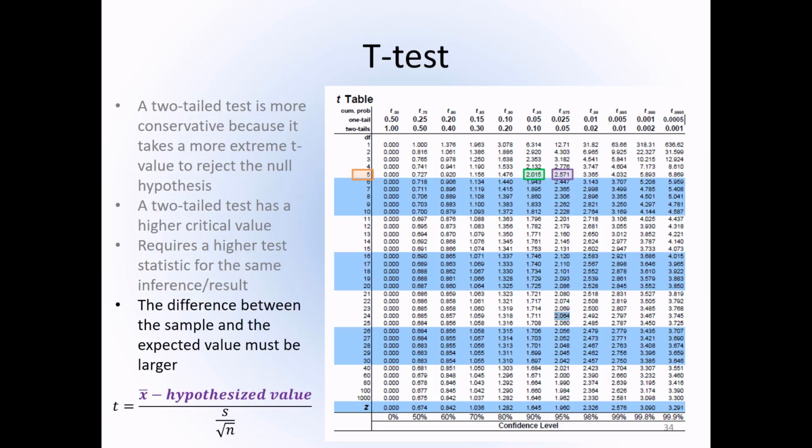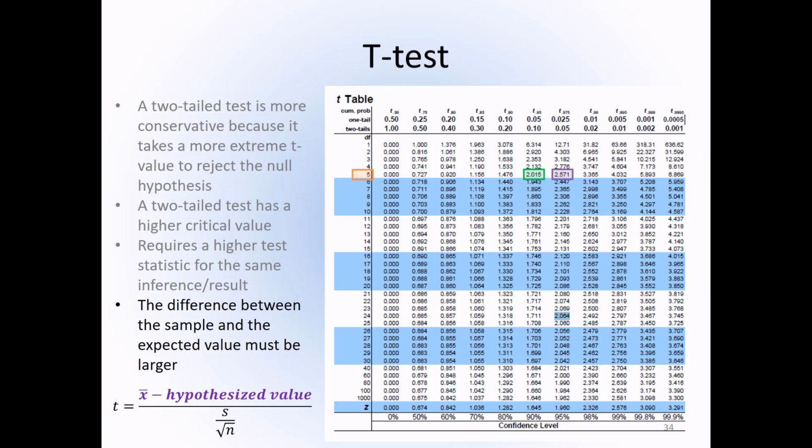And so the difference between our sample mean and that hypothesized value needs to be larger. The actual mean of our data needs to be bigger in order for us to discern some type of a difference, even if we have the same data. And when we're comparing just a one-tailed test to a two-tailed test, we see these differences.